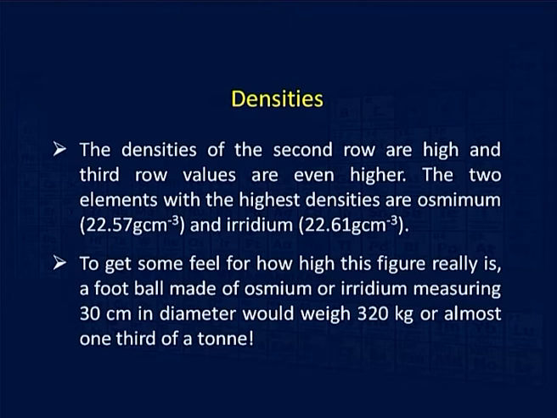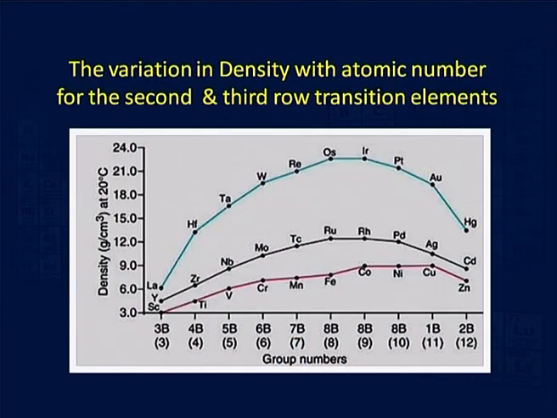So, therefore, osmium and iridium have the highest density at room temperature. This figure shows the trend or variation in the densities of second and third row transition elements as we move from left to right. As we mentioned earlier, the densities change in a systematic fashion, and in the middle of the series it is highest and it again slightly decreases.